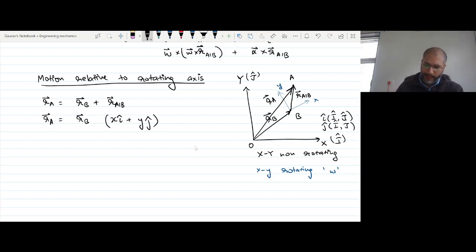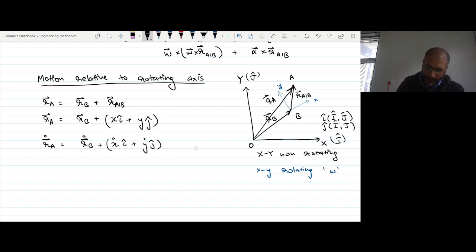So let's differentiate this with respect to time. So we have RA dot is RB dot, and then we differentiate x i hat plus y j hat. Now see that in this case we get additional terms as well. First we get x dot i hat plus y dot j hat, these terms, and then we have a set of terms where we have the time rate of change of the unit vectors small i and small j.